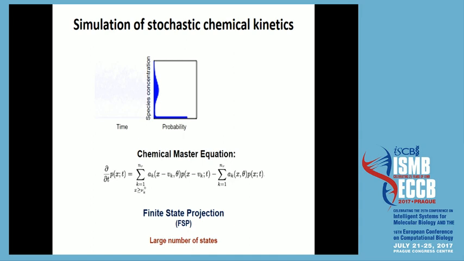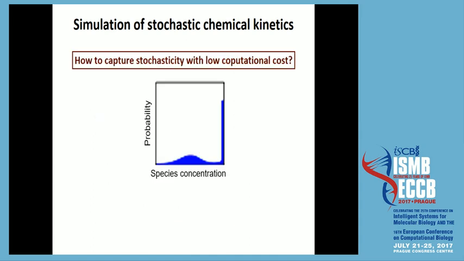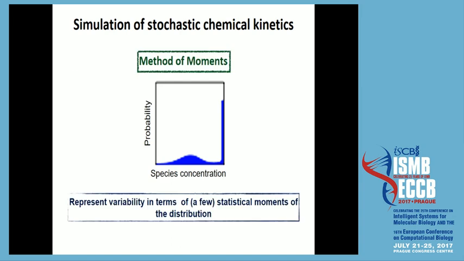But both of these types of approaches suffer from very high computational complexity and they become infeasible for realistic biochemical reaction networks. So this question is very valid to ask: how can we capture stochasticity or heterogeneity for realistic biological processes? And in this regard, the method of moments, amongst other methods, has been developed to capture heterogeneity in terms of a few statistical moments of the probability distribution over the state space of this stochastic process.